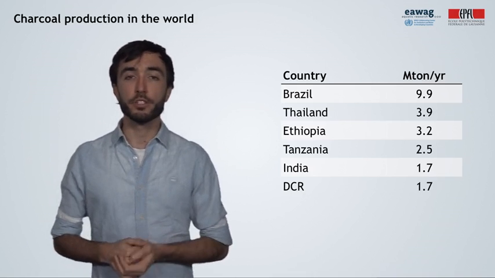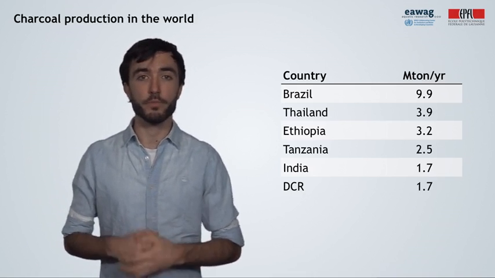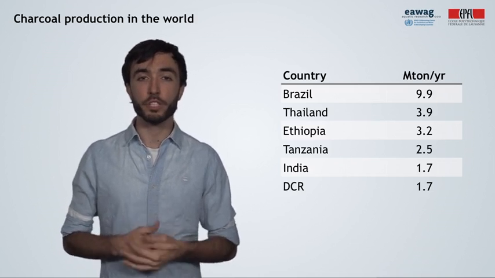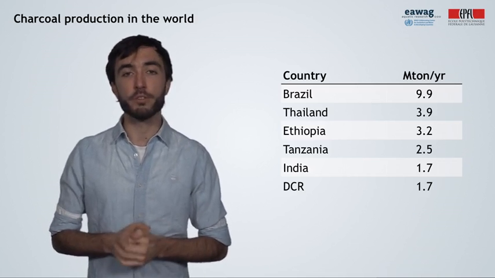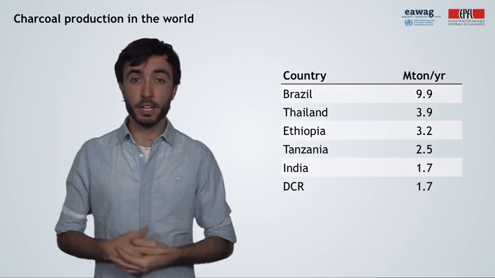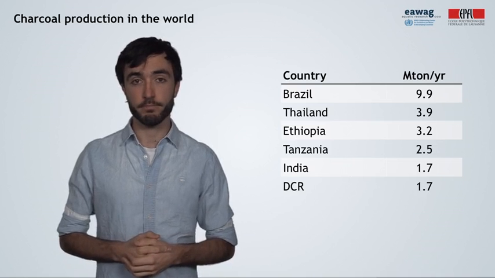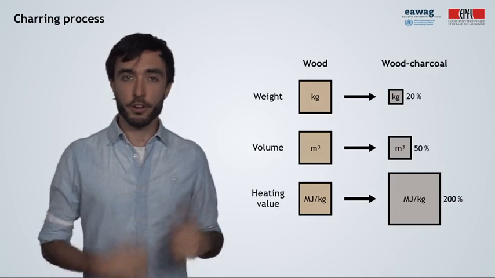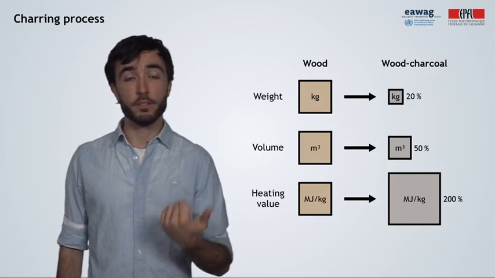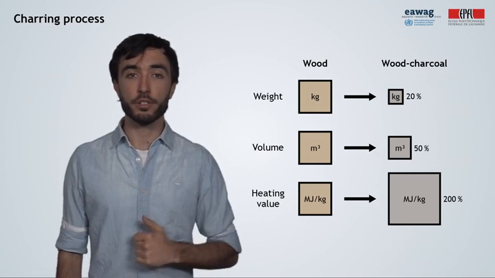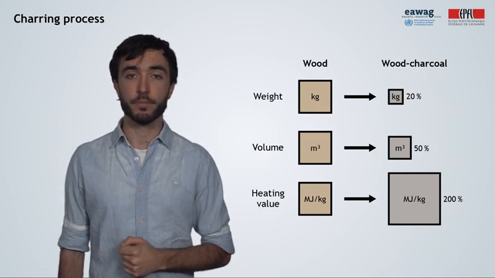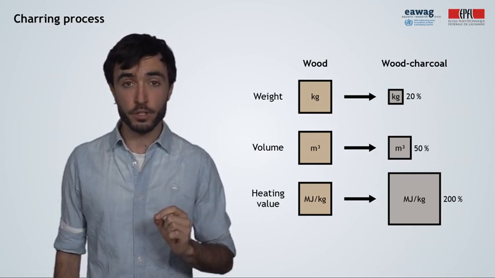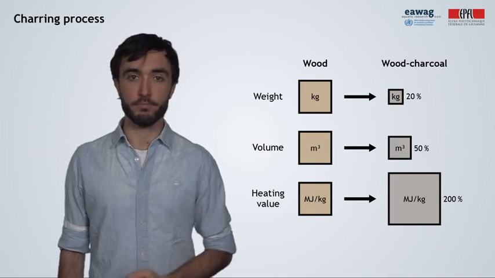This table here shows some big charcoal producers in the world. Although urban biowaste represents a potential feedstock for char production, the majority of the charcoal is derived from wood, which substantially contributes to deforestation. Let's have a closer look at the charring process. This figure here illustrates the changes in weight, volume, and heating value after slow pyrolysis of wood to charcoal. We see that the weight is reduced to 20%, the volume to 50%, and the heating value is doubled.